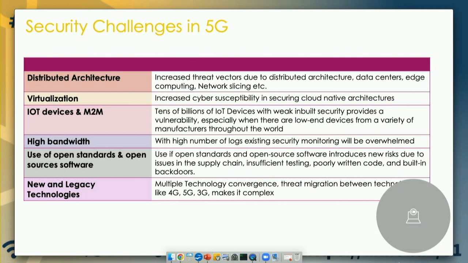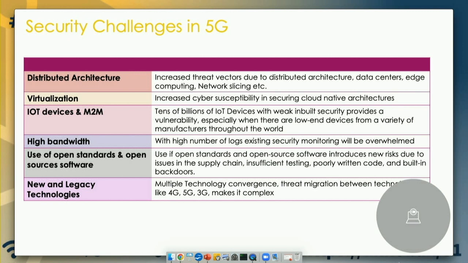Well, there are some security challenges in 5G. Why is 5G more vulnerable? Many things have changed which makes 5G more vulnerable to attacks: new attack surfaces, more exposure, change of technology. Here, in this slide, we can see some key changes from earlier technologies which make 5G more vulnerable.